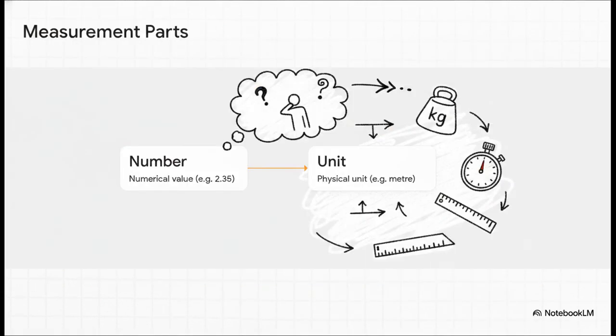Okay, let's dive into this. Every measurement breaks down into 2 strict steps. Step 1 is the numerical value. Step 2 is the unit. Because without a unit, a number means absolutely nothing in physics.